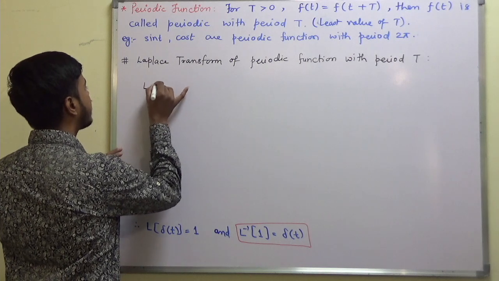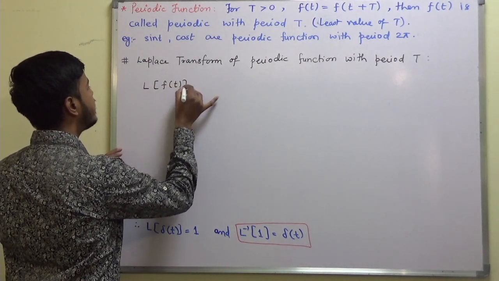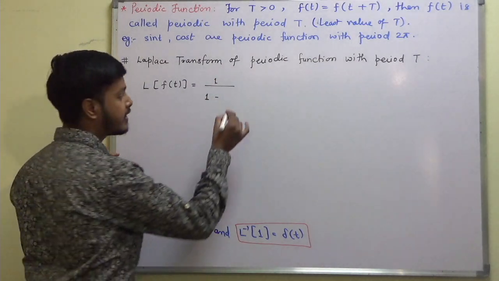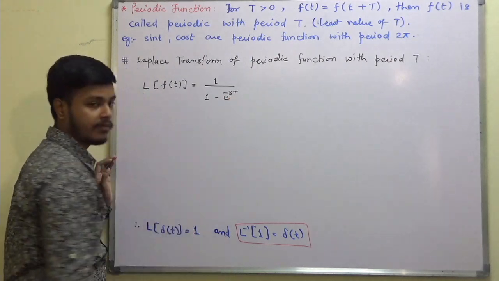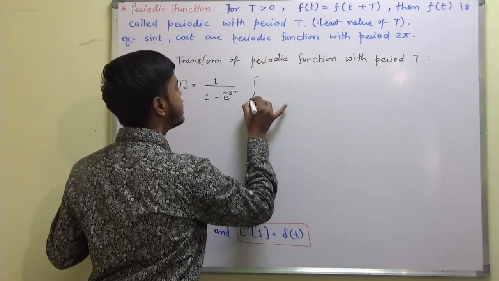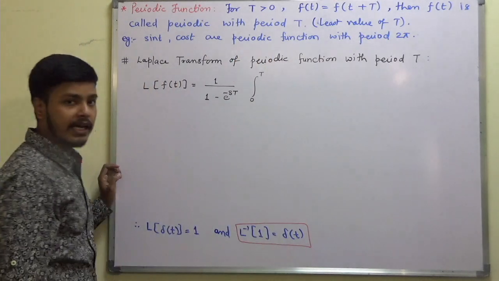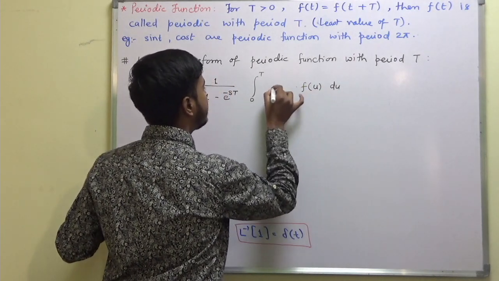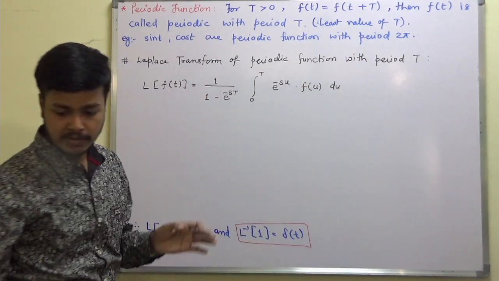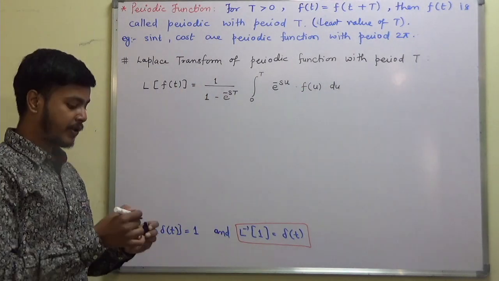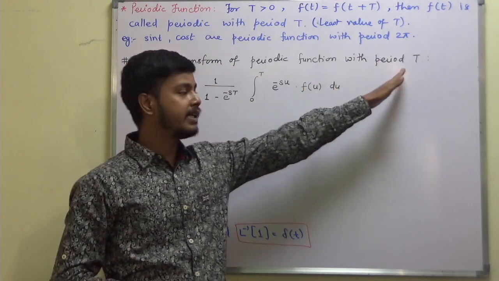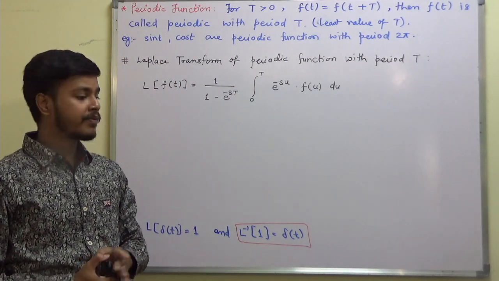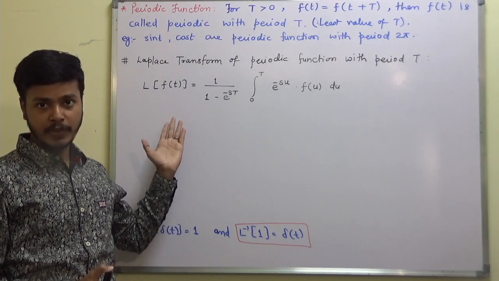Then the Laplace transform of that function f of t is equal to 1 upon 1 minus e to the power minus sT, into the integration from 0 to T of f of u into e to the power minus su du. So that is the Laplace transform of the periodic function f of t with period T. Okay, we'll make use of this result to get the Laplace transform of a periodic function.